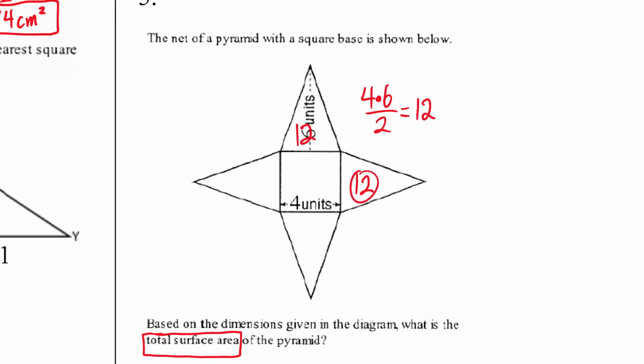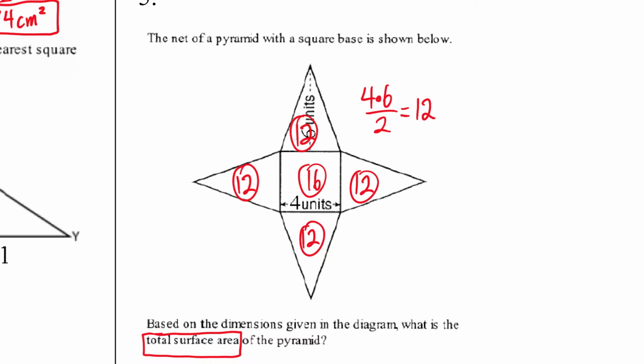So that's all these triangles. They're all going to be the same. They're all going to have an area of 12. Now we've got to find the area of the base also. The base is a square. It's 4 by 4. So what's the area of this square going to be? 16. It's going to be 16.